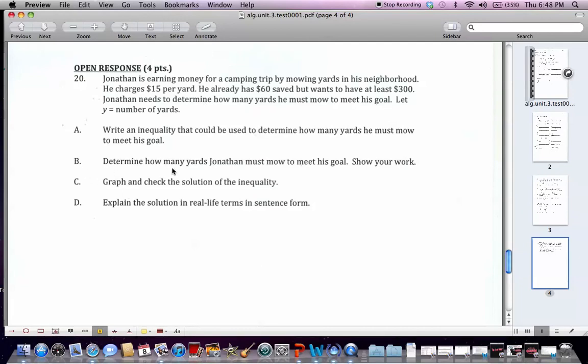Part B, determine how many yards Jonathan must mow to meet his goal, show his work. So basically what you're going to do here is solve for y. So you wrote the inequality. Now you're going to solve for y. Okay? How many yards he must mow. Okay? Then you're going to graph and check the solution of the inequality. So after you solve for y, now we're going to graph and check it in part C. And then part D, we're going to explain the solution in real life terms in sentence form.